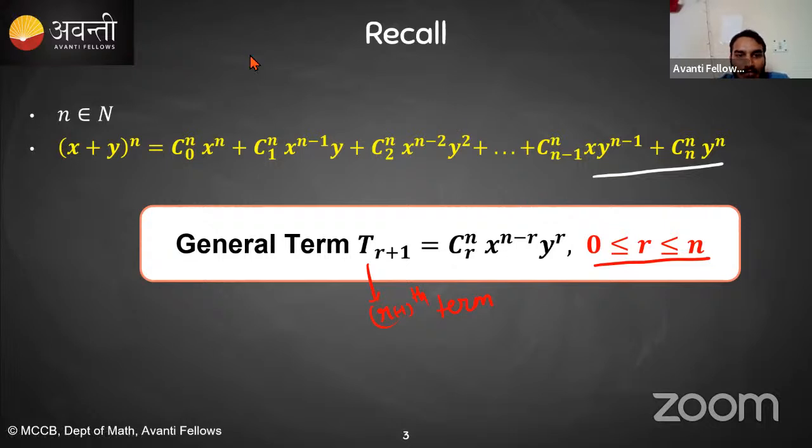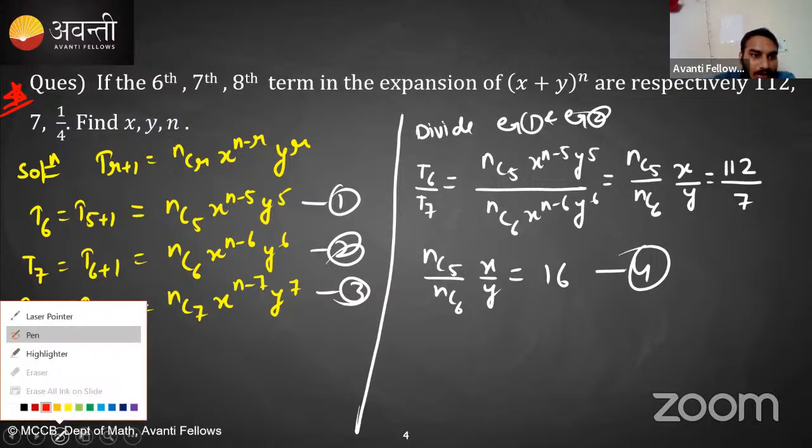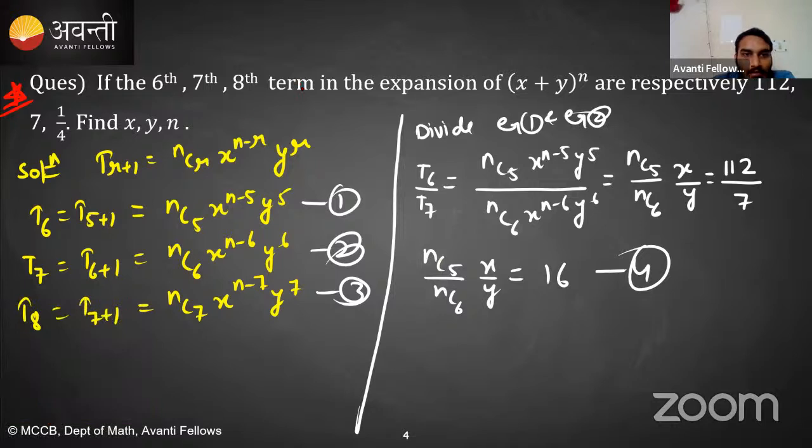So in the last class, I took one example. Let me solve it again. The question was, it is the very last question, and if somebody is joining us for the first time, please concentrate here. The last class question was: if the 6th, 7th, and 8th terms of the expansion of (x + y)^n are 112, 7, 1/4, then we have to find x, y, and n. That was the question.